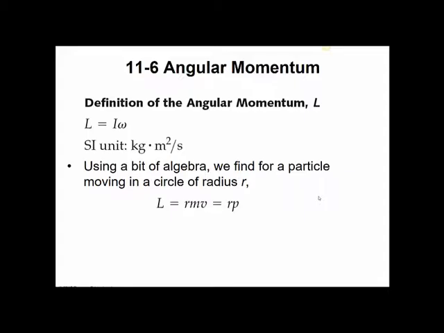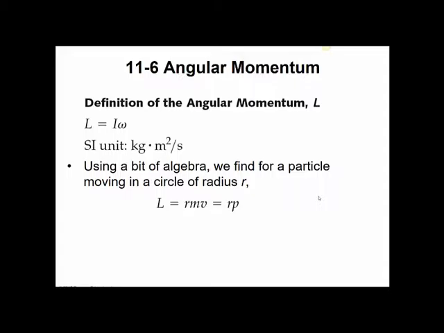Regular momentum is mass times velocity. Angular momentum is the same equation, but with the rotational equivalents, I omega. It's measured in kilograms times meters squared over seconds, or kilograms meters per second times meter. So it's also measured just like we measure any momentum.